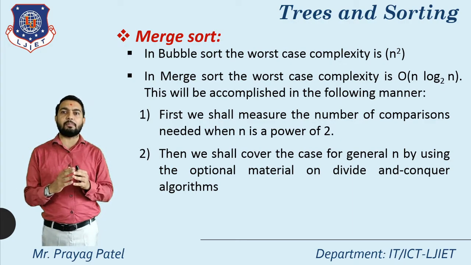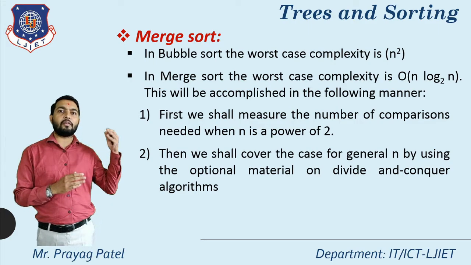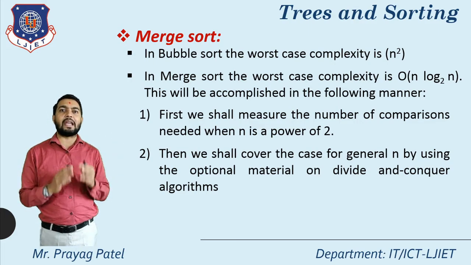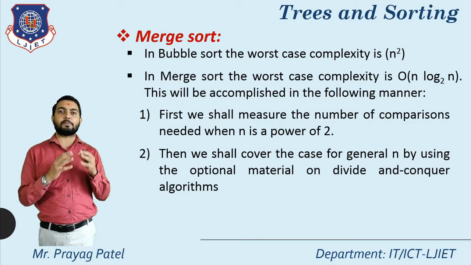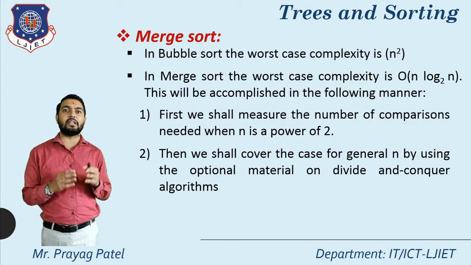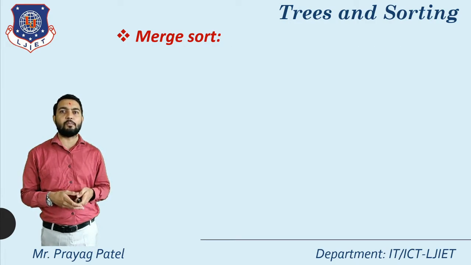That means we divide the problem into sub problems and we can solve this algorithm. So our complexity of merge sort is n log n in place of n square in bubble sort. Basically in merge sort we divide the problem, and this division process can be represented using the tree. That's why we can say that the trees and sorting concept is most important.